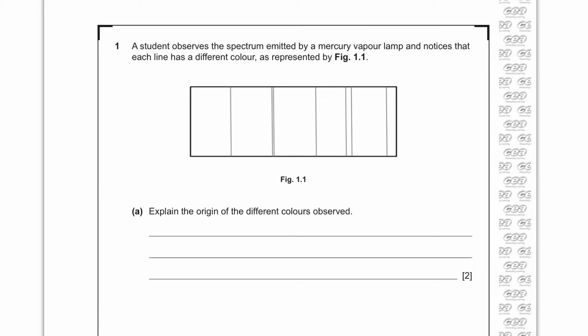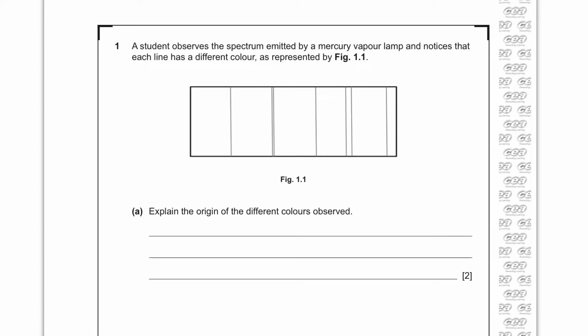Question 1. A student observes the spectrum emitted by a mercury vapor lamp and notices that each line has a different colour as represented by figure 1.1. Explain the origin of the different colours observed.